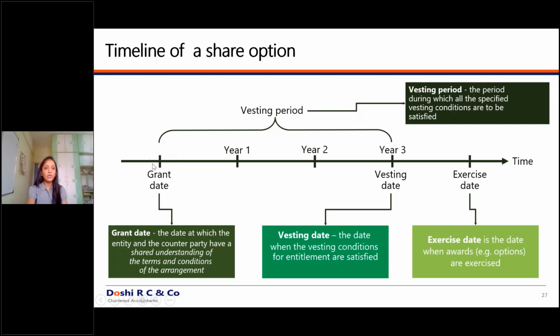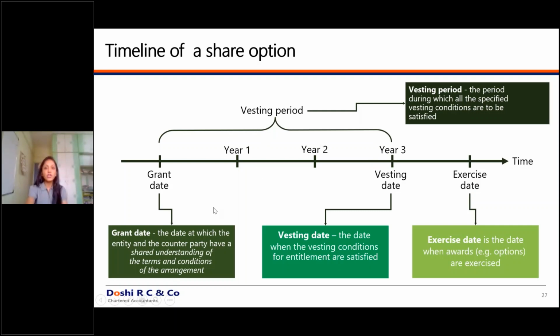Whatever is the fair value decided at the grant date, you have to use the same value for the entire number of years. You will not keep on changing the fair value. In such cases, fair value is decided only once, that is as on the grant date. Once you decide the fair value, the number of options can keep on changing each year.